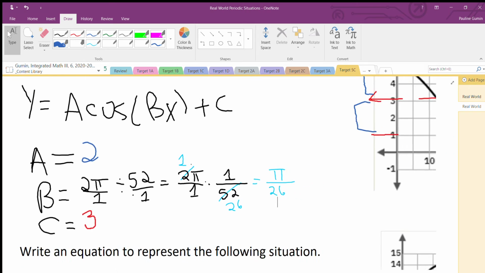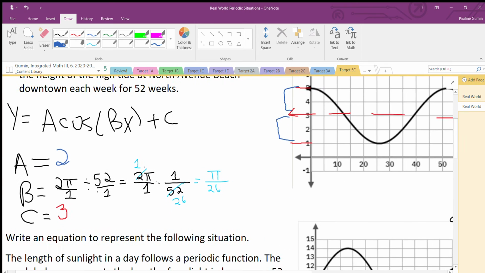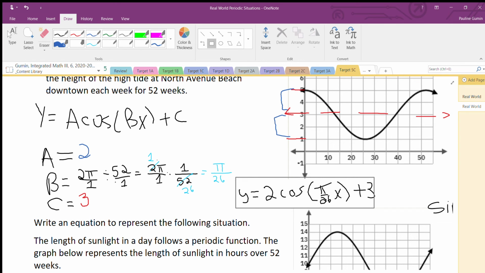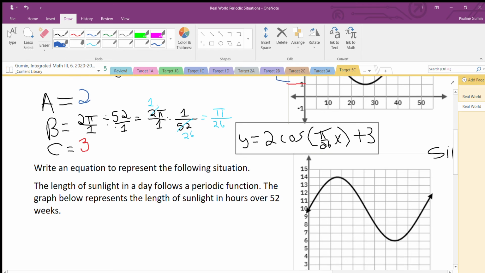And we are about to be done. All we have to do is plug it into our equation. Let's do it. So y equals 2 cosine of pi over 26x, and since c is a positive 3, plus 3. And that's it. Awesome opossum. Let's do the same thing for the next one.